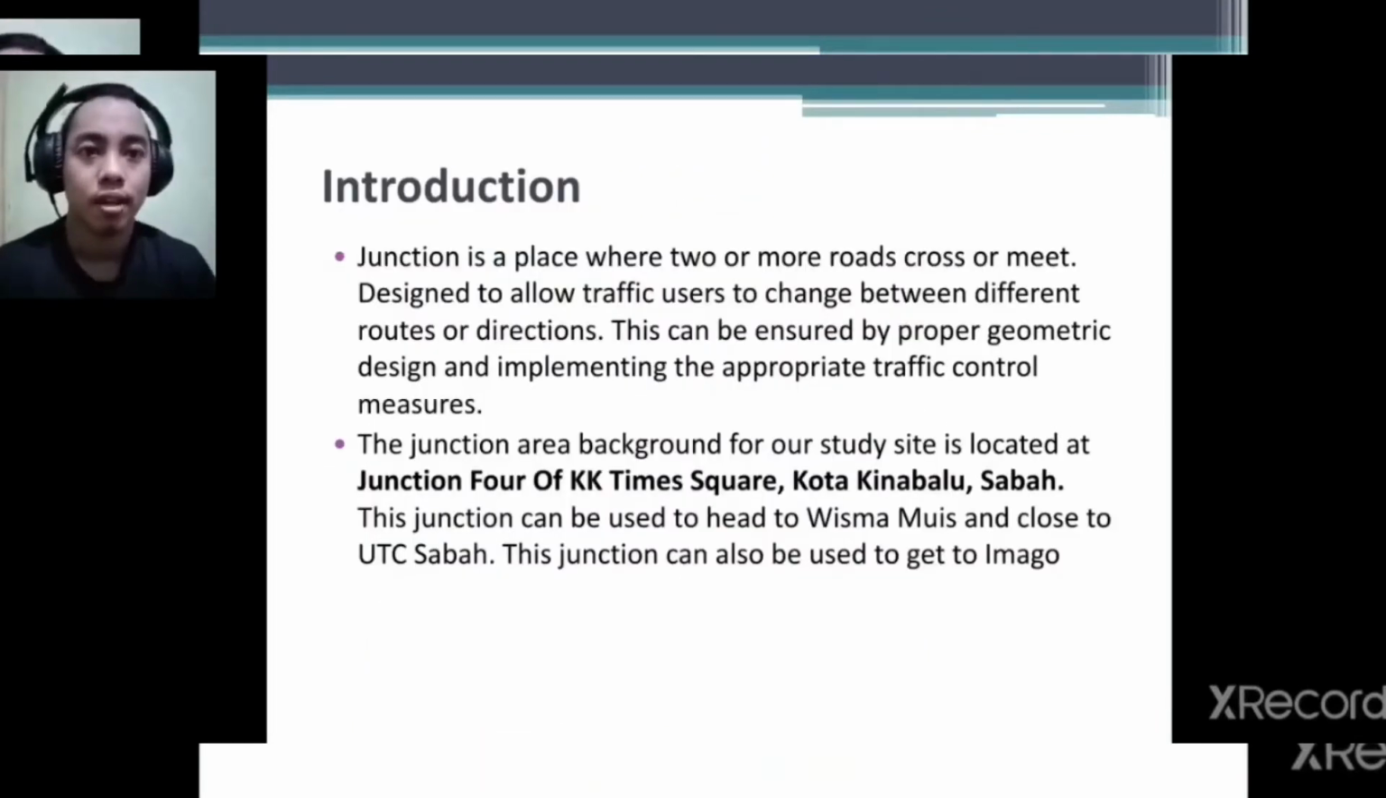Introduction. A junction is a place where two or more roads cross or meet, designed to allow traffic users to change between different routes or directions. This can be ensured by proper geometric design and implementing the appropriate traffic control measures. The study site is located at Junction 4 of KK Times Square, Kota Kinabalu, Sabah. This junction can be used to head to Wisma Muis and is close to UTC Sabah. It can also be used to get to Imago.